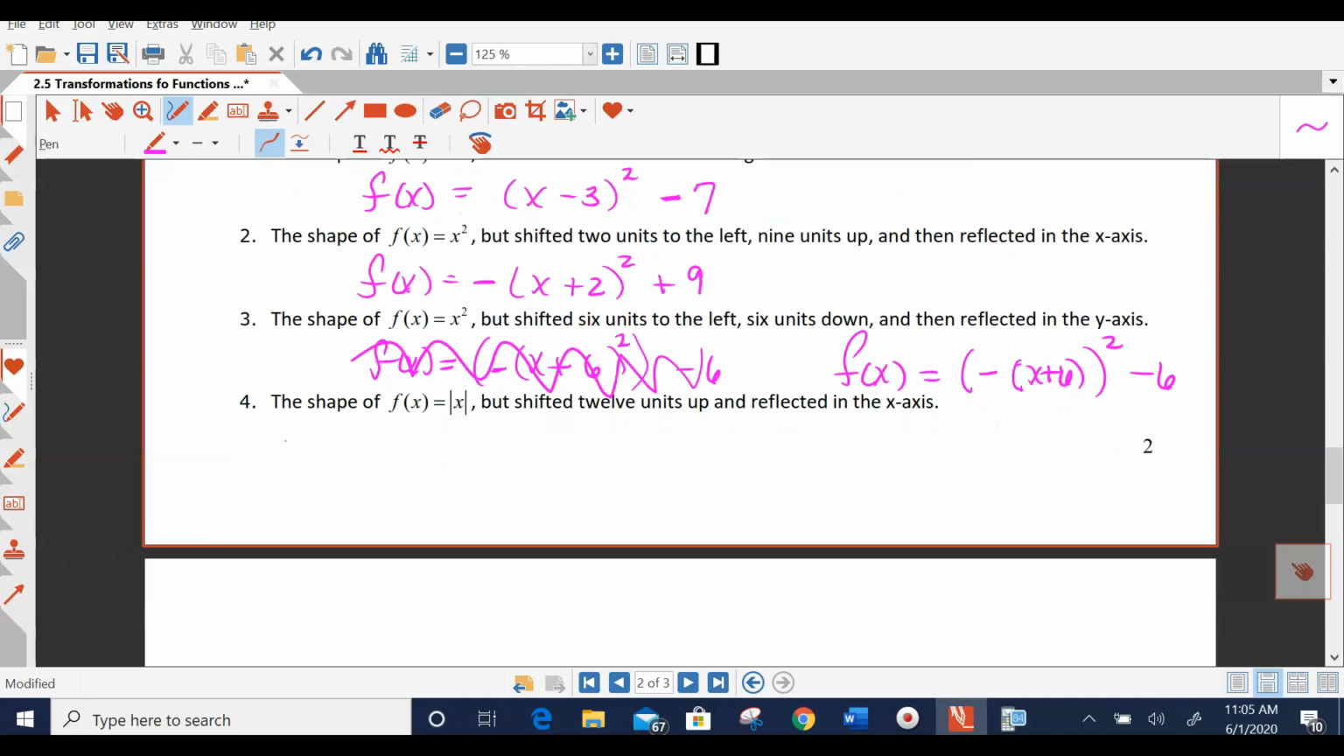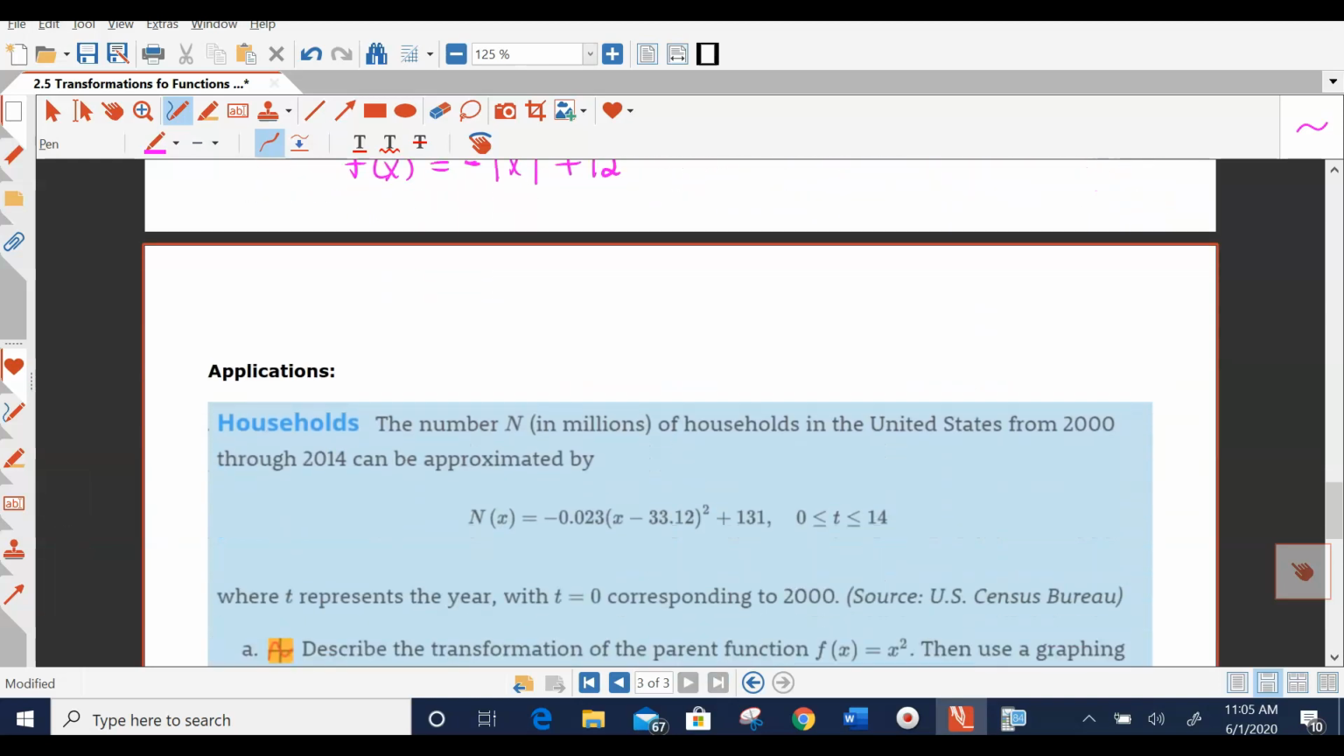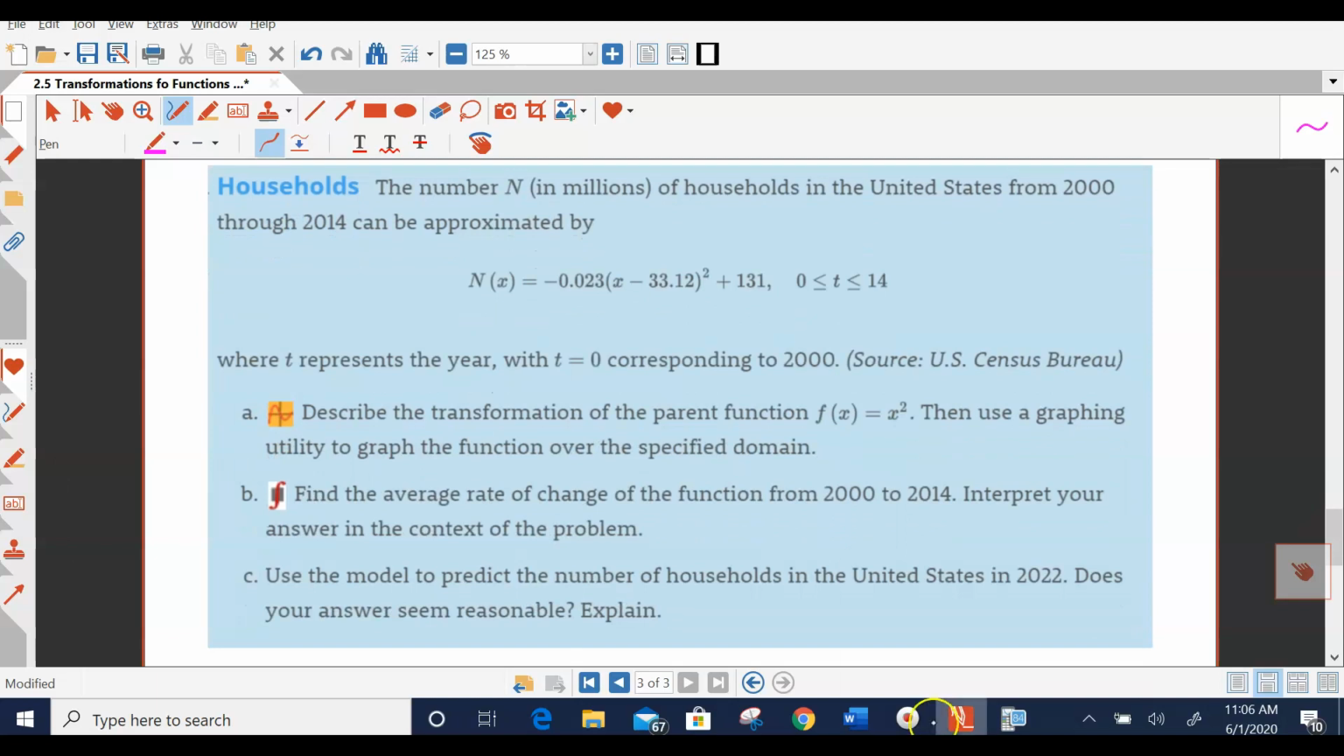Finally, we're going to go absolute value function, so that's my parent. We're going to take it 12 units up and reflect across the x-axis. So to take the absolute value and move it 12 units up, we put a +12 on the end. And to reflect across the x-axis, we put a negative outside. Okay, let's look at one last thing here, which is an application.